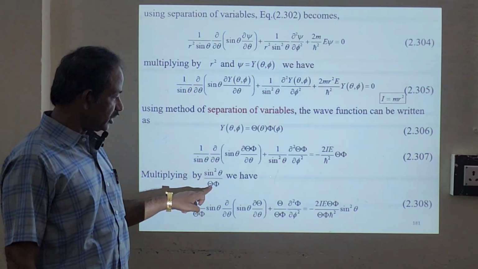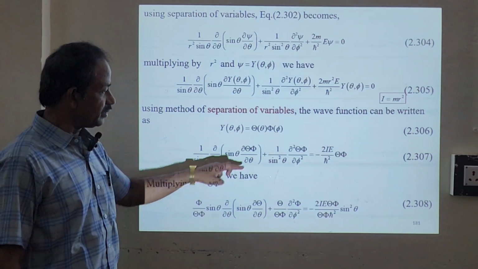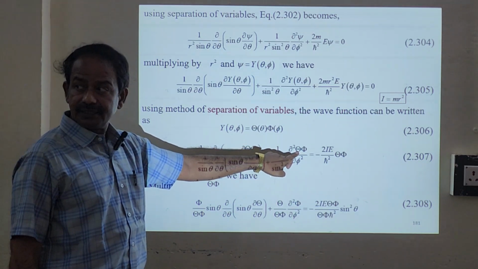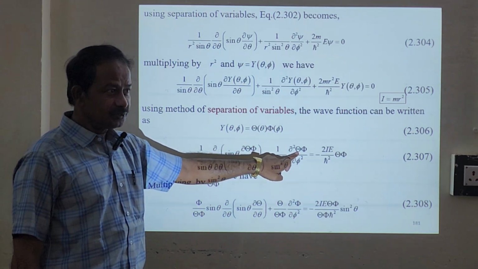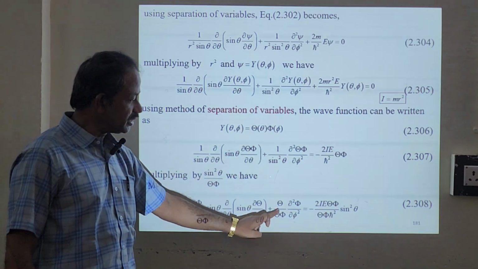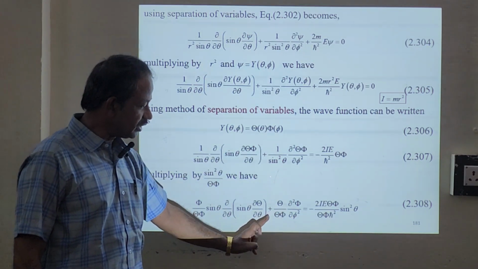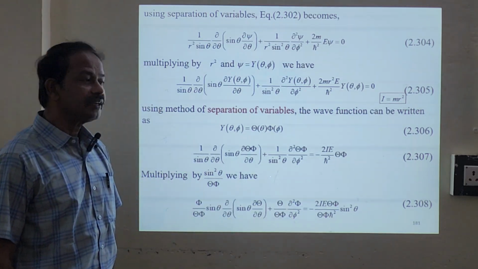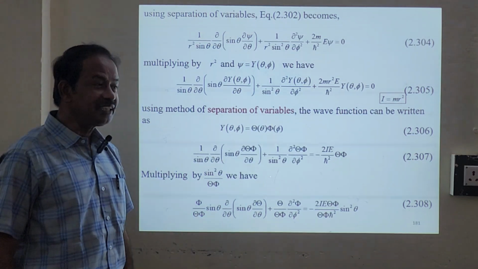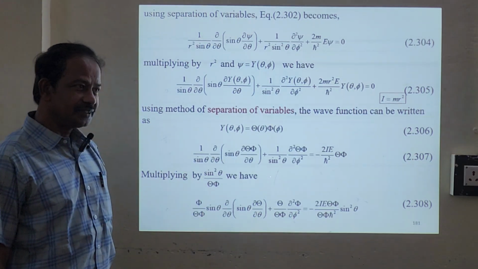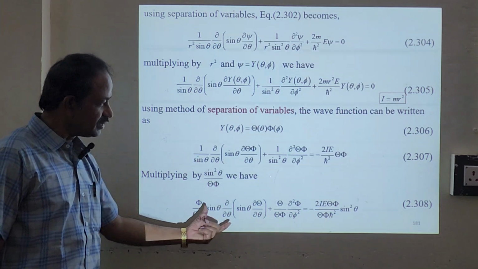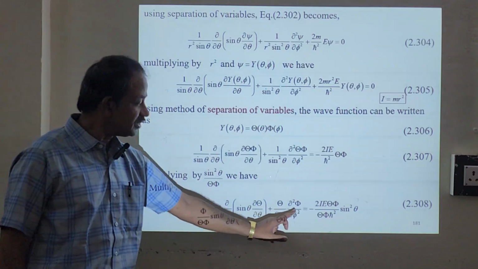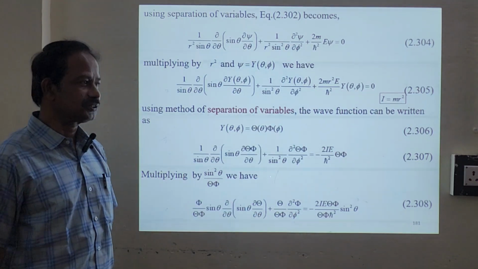So multiply by sine square by Theta Phi. So this sine square will get cancelled. You have Theta Phi. As we said, Theta is a constant. It depends only on phi. You pull it out. So Theta divided by Theta Phi, d squared Phi by d phi squared. This Theta will get cancelled. You have 1 by Phi, d squared Phi by d phi squared. See now, this is independent of theta. This Phi will cancel. This will be independent of phi. This is independent of phi. This is independent of theta. So we have separated almost.